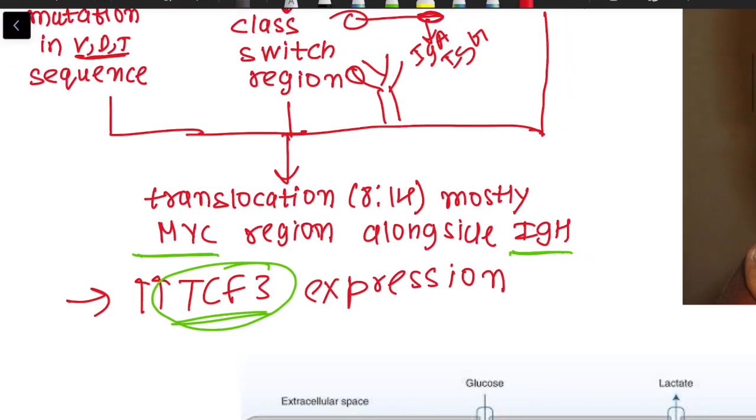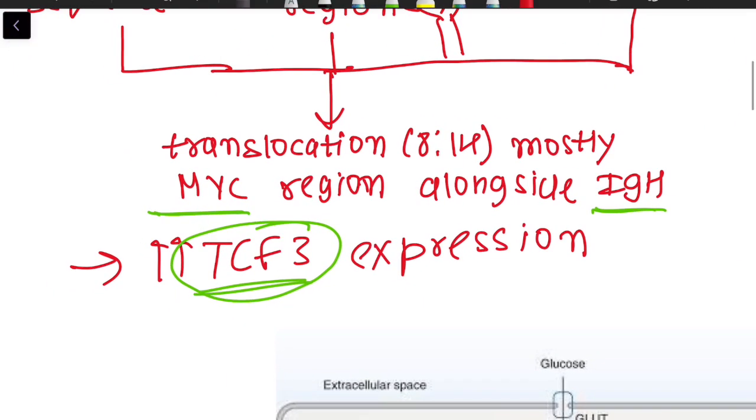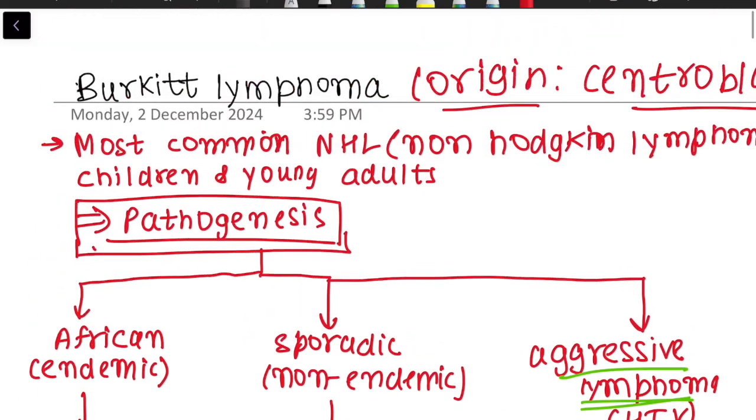And in some cases when we did the molecular typing, we also found increased expression of a transcription factor called TCF3, which was highly expressed in most of the cases. So let's talk about it.